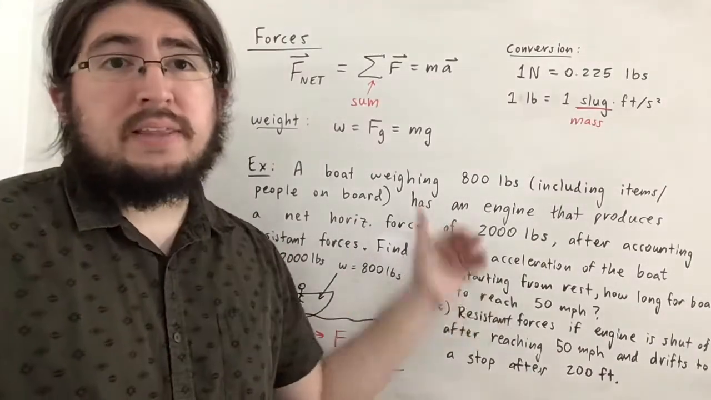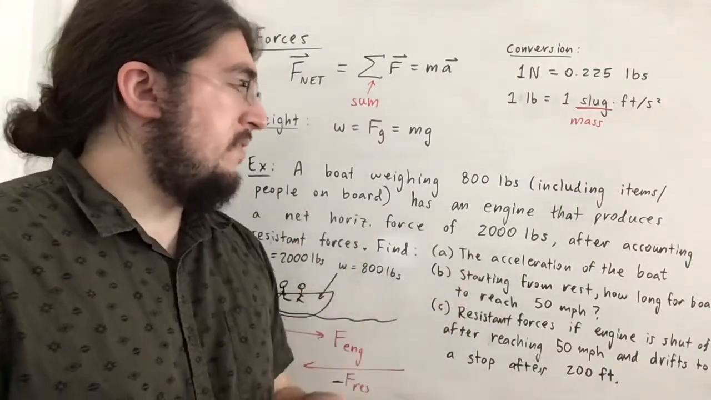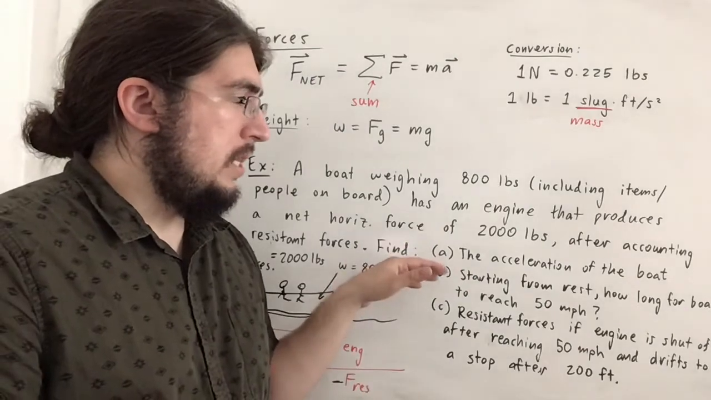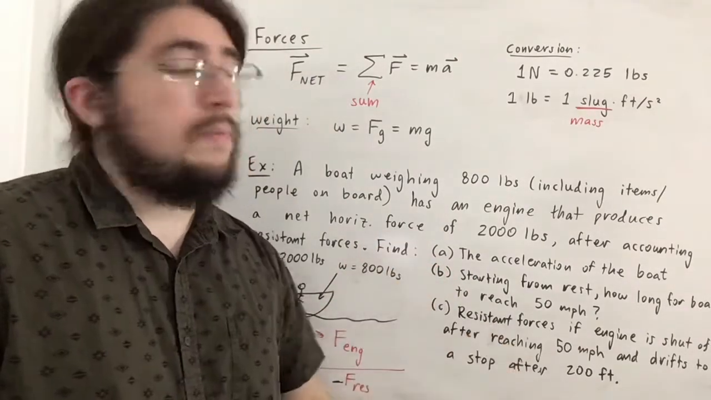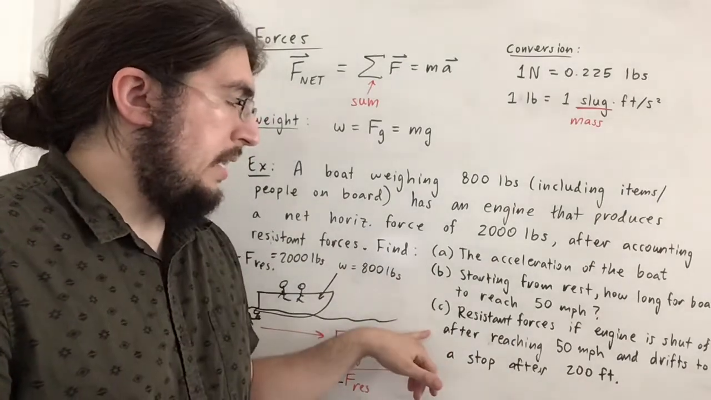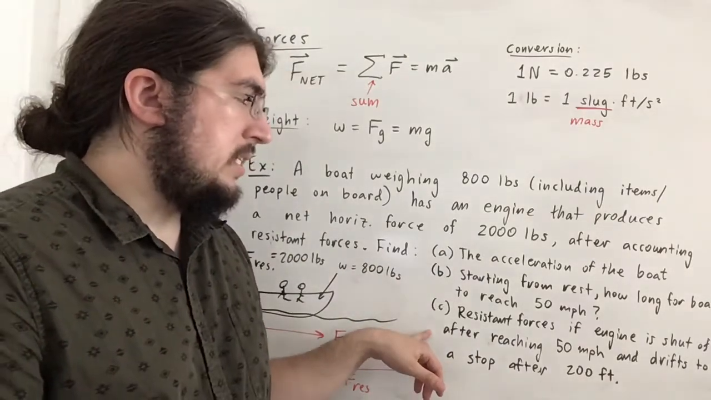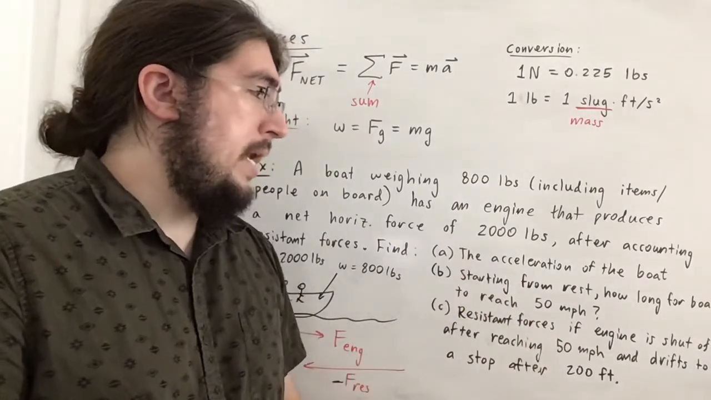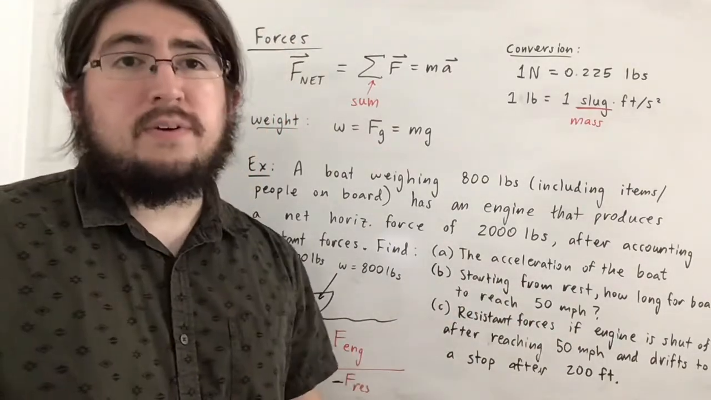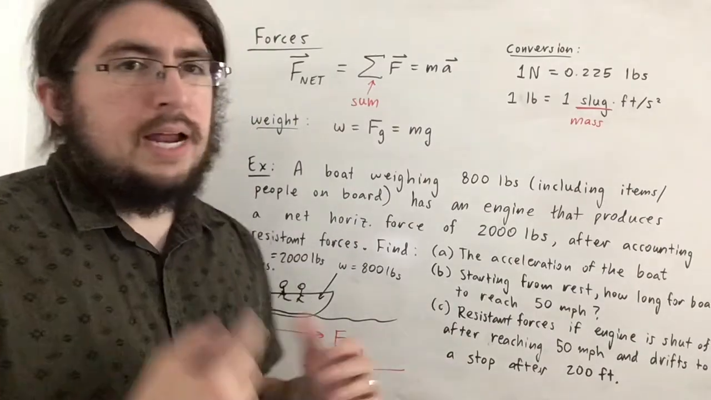And we're asked to find these three items: the acceleration of the boat, the time it will take starting from rest to achieve 50 miles per hour, and then find all resistant forces if the engine is shut off after reaching 50 miles per hour in part B, and it drifts to a stop after a distance of 200 feet. And I'm drawing a little picture here.